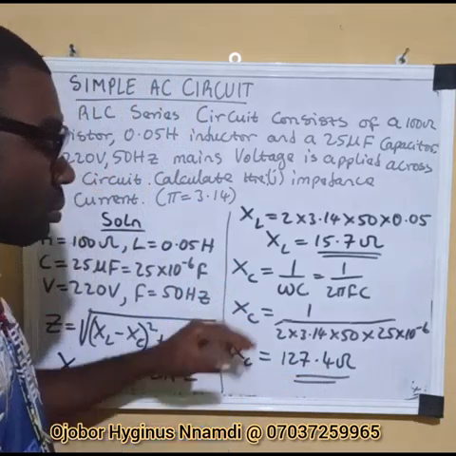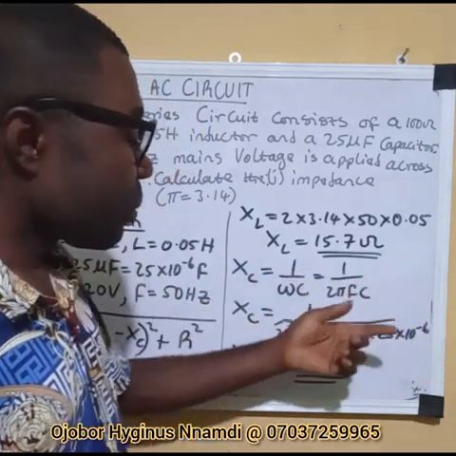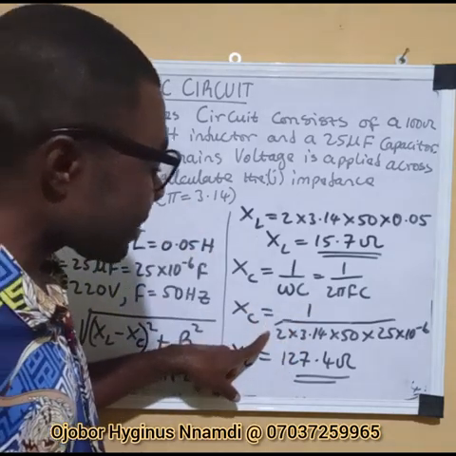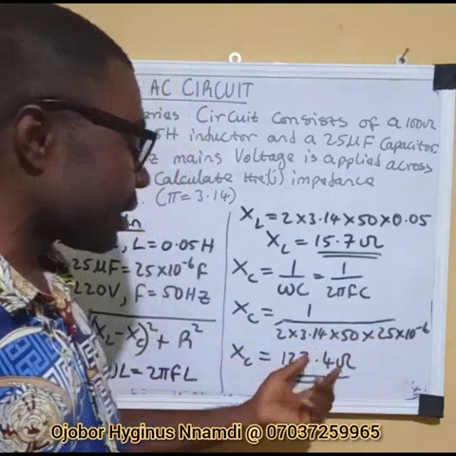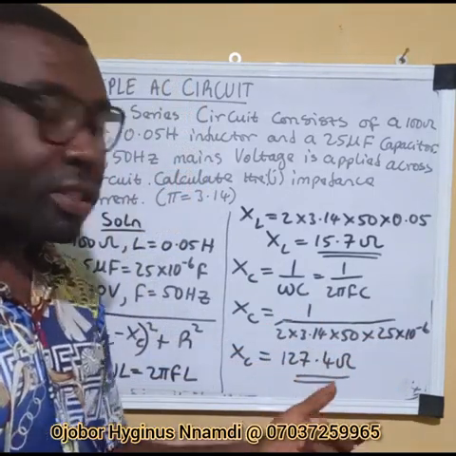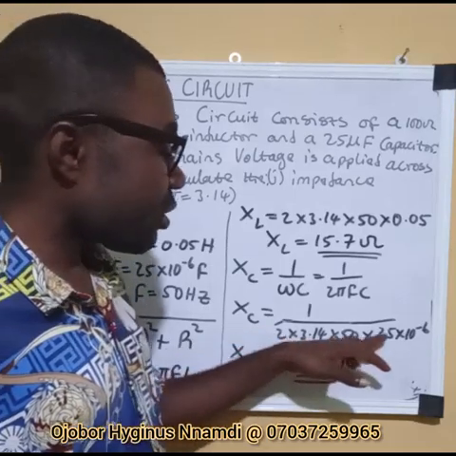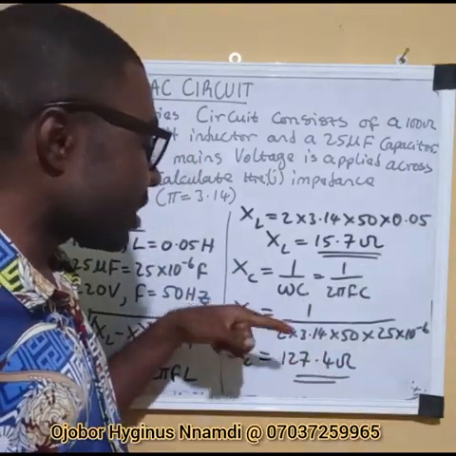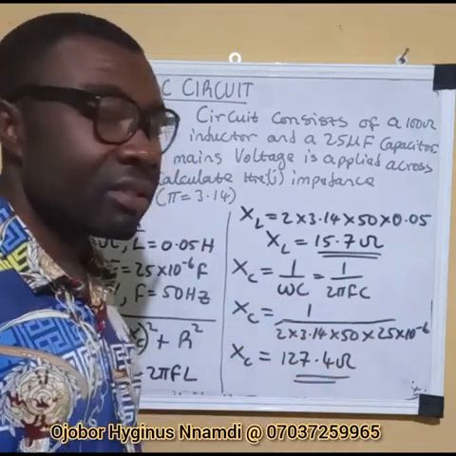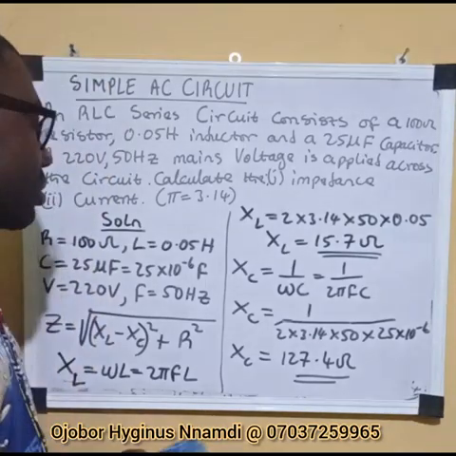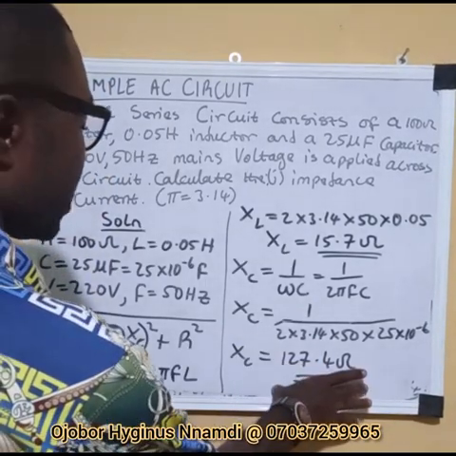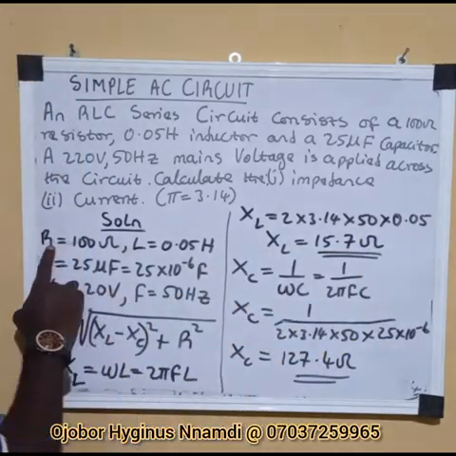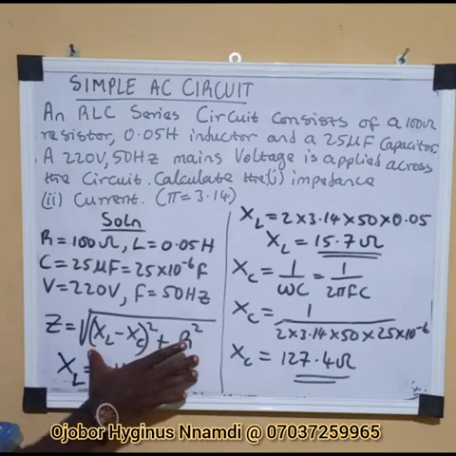Some of us do not know how to punch the calculator. You can say 1, punch division, and then open a bracket, type all of this and close the bracket. It will give you this answer. If you don't want it that way, you can punch the denominator separately, write what you got, then go back and punch 1 divided by that answer. It will give you 127.4. But I'm not teaching how to punch the calculator. So this is the capacitive reactance, this is the inductive reactance, and this is the resistance. With this, we can use this formula to solve.